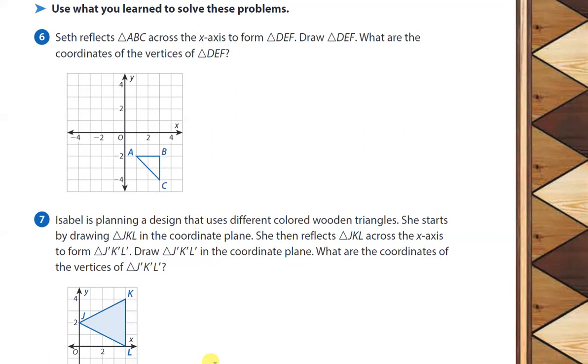Okay, Seth reflects triangle ABC across the x-axis to form DEF. Oh, look at that. They're not going to use A prime, B prime, C prime. How dare you? You just taught us how to do that, and you're not even going to do that. Let's draw DEF. What are the coordinates of the vertices?